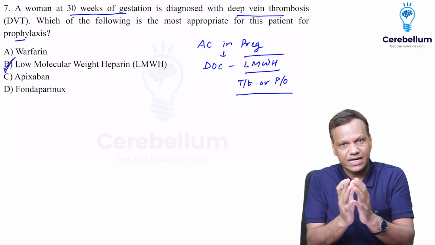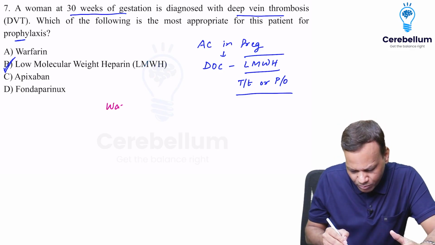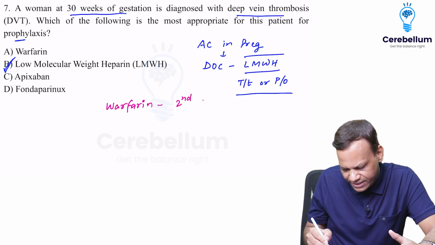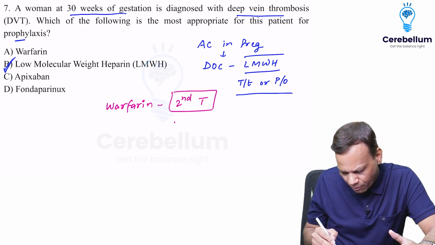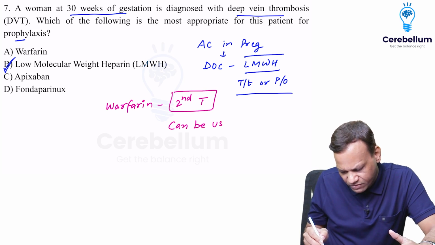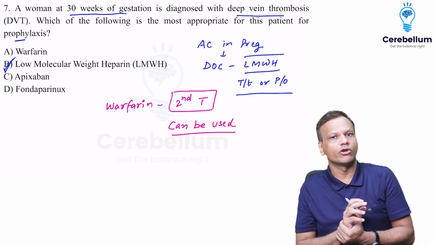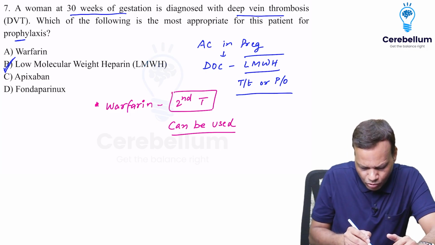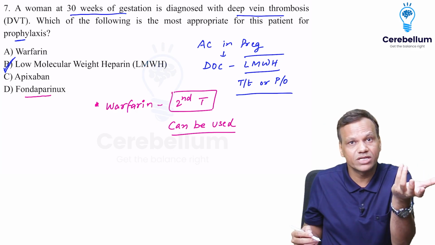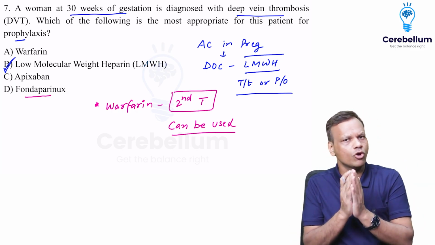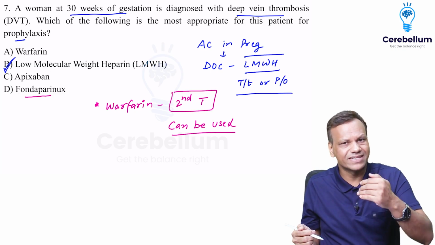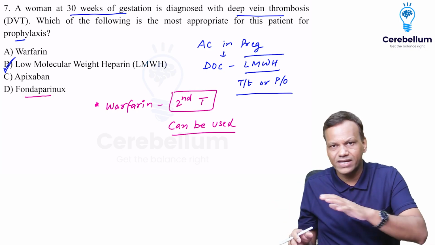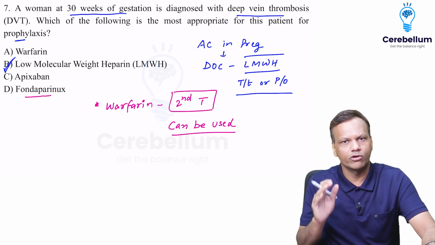Now some people say that warfarin can be used in the second trimester. Yes, that is absolutely right. Warfarin can be used in the second trimester up to 36 weeks. But if we want to use an anticoagulant, we will always prefer low molecular weight heparin. Second important thing to remember, fondaparinux is not the drug used in pregnancy. The drug of choice is always low molecular weight heparin. Yes, fondaparinux has a lesser risk of causing bleeding, and that is the same as in a normal population, so due to pregnancy there is no difference. So the answer is easy. It is low molecular weight heparin.